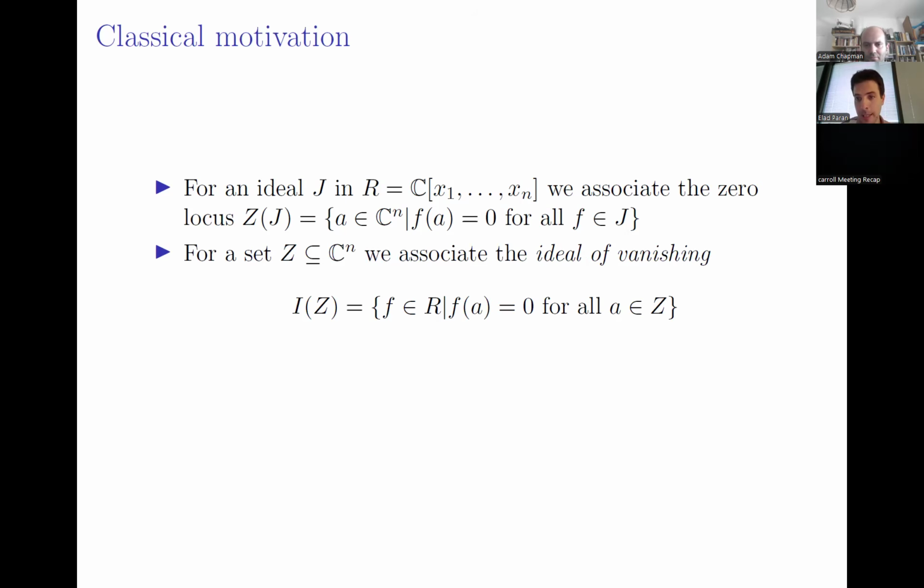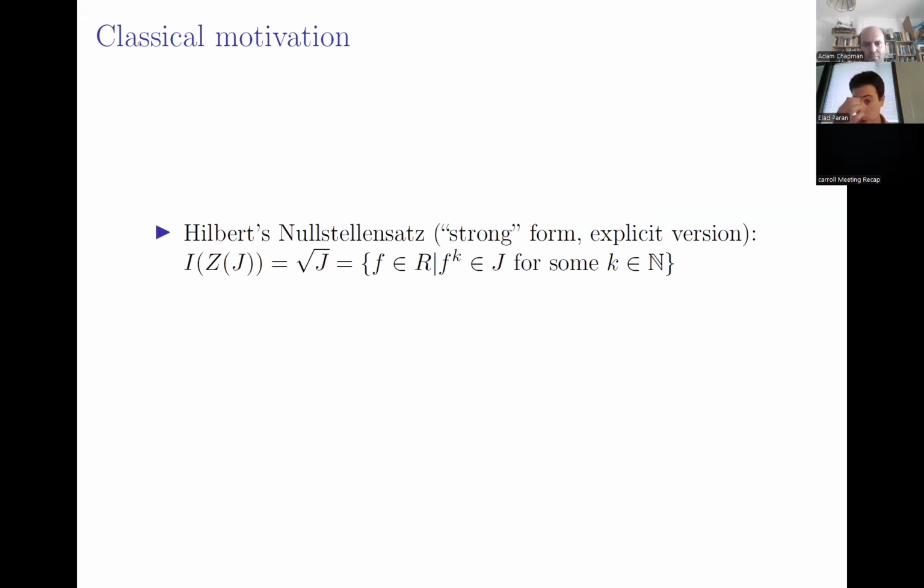vanishing everywhere at Z. So on the one hand, we have these algebraic objects, these ideals, and on the other hand, you have these geometric objects, these sets of points, and we have some correspondence between the two. And the most basic question of algebraic geometry is what happens if you try to go back and forth between algebra and geometry? In other words, what is I of Z of J? And the famous answer is, of course, given by Hilbert's Nullstellensatz, which states the following. So I of Z of J is the radical of J.